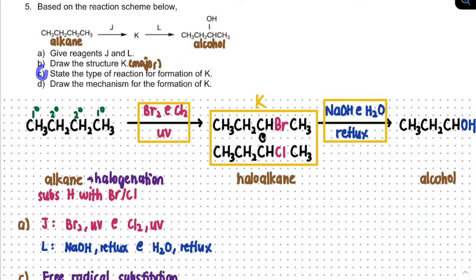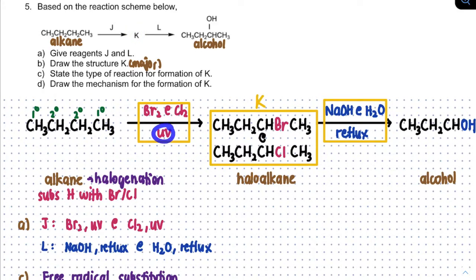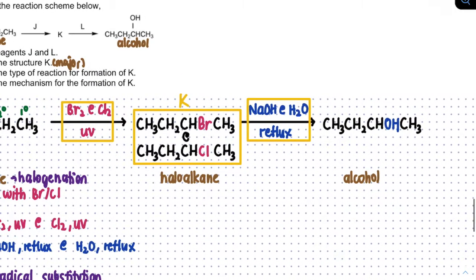C, state the type of reaction. Okay, so type of reaction. Again, for the formation of K, daripada alkane jadi haloalkane, we will substitute it because we have our UV, so dia adalah free radical substitution. And last one, draw the mechanism for the formation of K. Okay, so formation of K ni again free radical substitution. Okay, kalau daripada haloalkane kepada alkohol ni, this is what we call nucleophilic substitution.